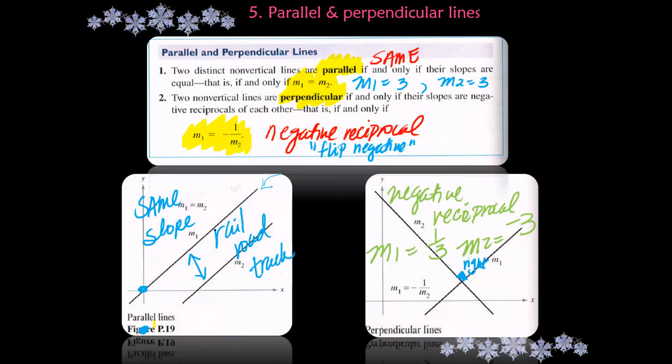Okay, first one is a parallel line. Why? Because they're like railroad tracks. They have the same slope. These two lines are not going to get closer or further apart.